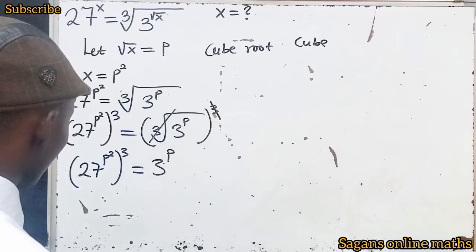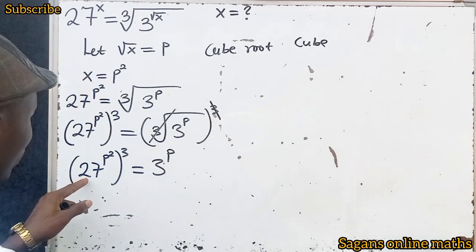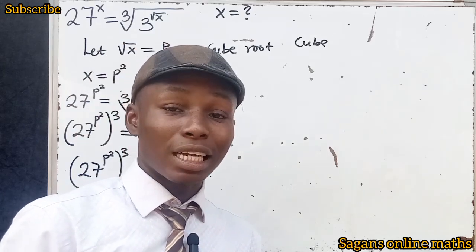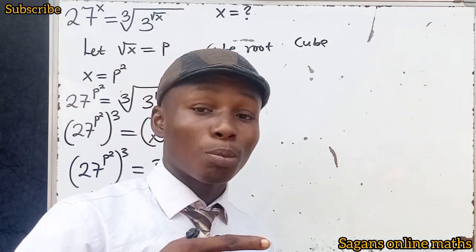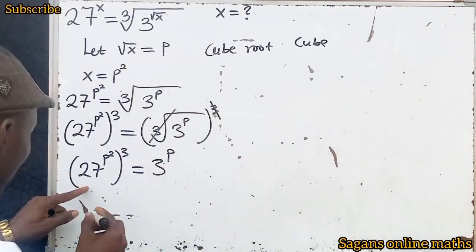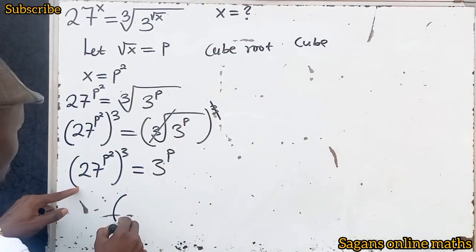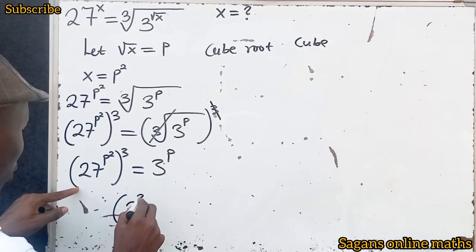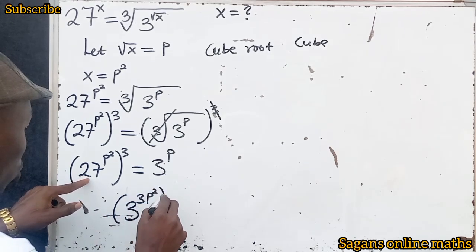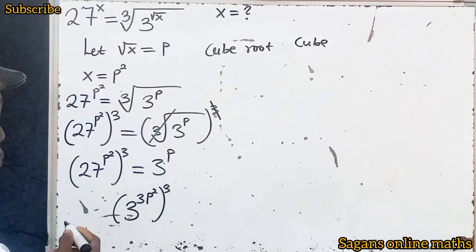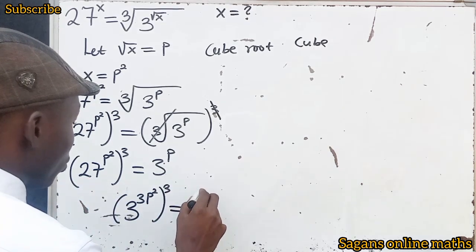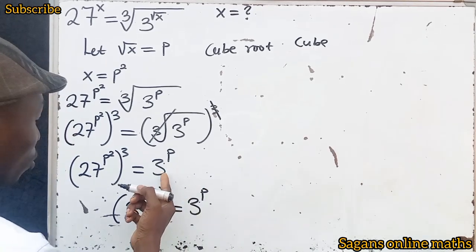So what are we going to do here? Remember that we can put 27 in index form, because 27 in index form simply means 3 times 3 times 3, three 3s, which is 3 to the power of 3, which is 27. So we are not wrong if we decide to write this as 3 to the power of 3, representing 27, multiplied by p squared, all to the power of 3. We are not wrong in any way. Now this will be equal to 3 to the power of p, because our right hand side has 3 to the power of p.